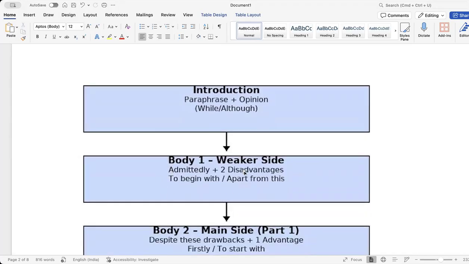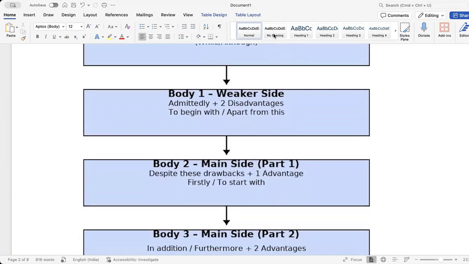After writing that, I first write the weaker side. The weaker side in this essay would be the disadvantages. In other essays, it might be the advantages. In this essay, because disadvantages are less, I am going with the advantages are more. So the weaker side is the disadvantages. Then I elaborate two points for that: one disadvantage and then another disadvantage. Two disadvantages with the weaker side.